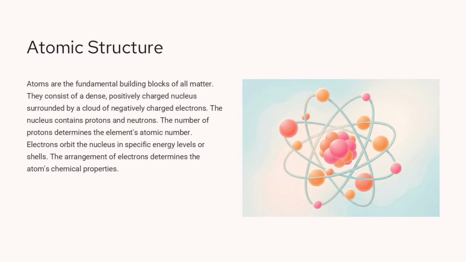The atom has a dense, positively charged nucleus at the center. The nucleus contains protons and neutrons. The number of protons determines the element's atomic number. Electrons orbit the nucleus in specific energy levels or shells. The arrangement of electrons determines the atom's chemical properties.